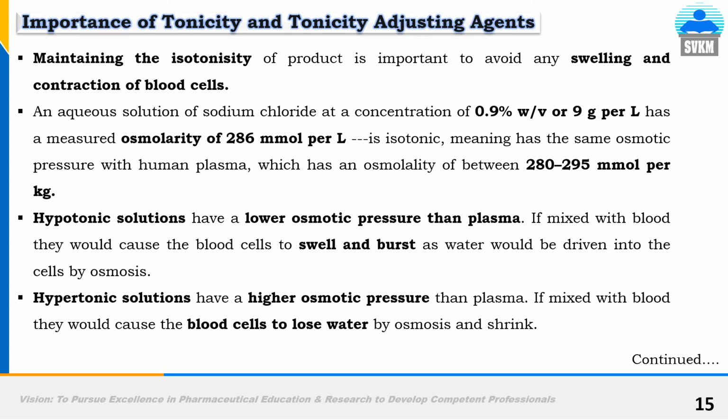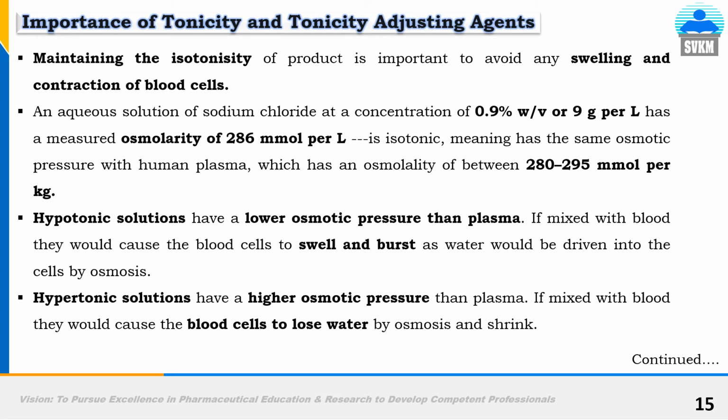First, maintaining the isotonicity of the product is of utmost importance to avoid any swelling and contraction of the blood cells. An aqueous solution of sodium chloride at a concentration of 0.9% weight by volume, or 9 grams per liter, has an osmolarity of 286 millimoles per liter and an osmolality between 280 and 295 millimoles per kg. It is considered isotonic, which means it has the same osmotic pressure as the human plasma.